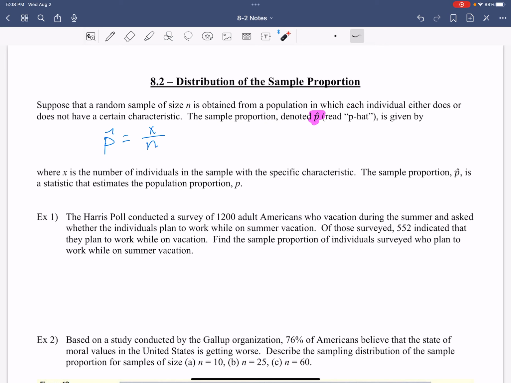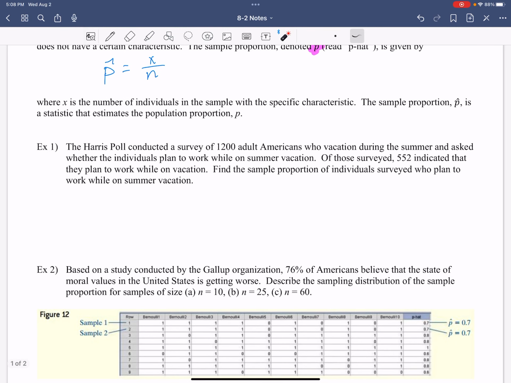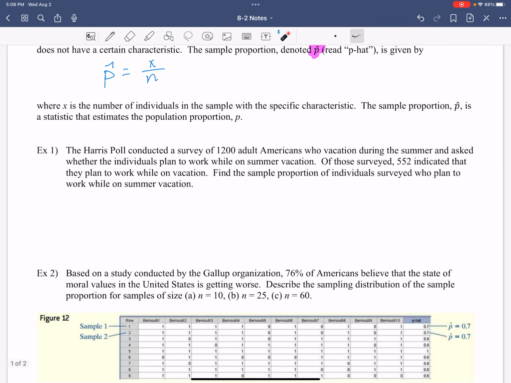So let's look. The Harris Poll conducted a survey of 1,200 adult Americans who vacation during the summer and asked whether the individuals plan to work on their vacation. Of those surveyed, 552 indicated that they do plan to work on vacation. Find the sample proportion of individuals surveyed who plan to work while they're on vacation. So what is x in this instance? The 552, right? So x is 552. What is n? Yep, it's 1,200 because that's how many were surveyed.